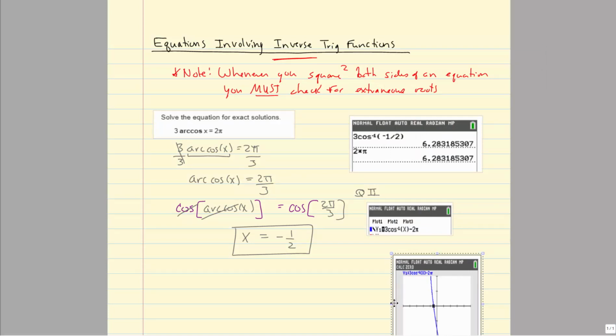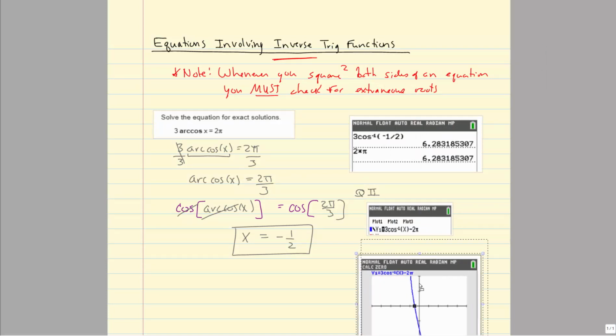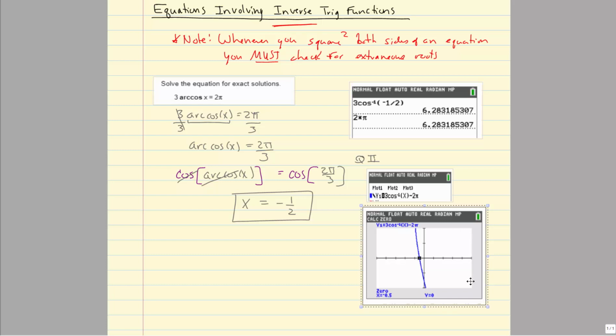So we've shown this quite a few ways that the answer definitely is -1/2. We've done it with the calculator, we've checked our work with the calculator, and we've worked it by hand. So this point where it crosses is -0.5. So that checks here. So that's an example of solving an equation using an inverse trig function.